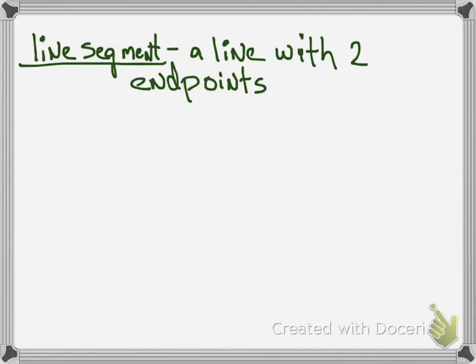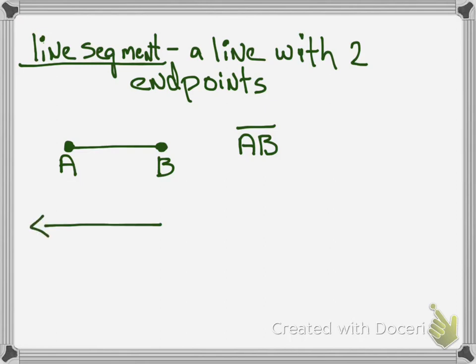So, let's start off with this vocabulary. Let's talk about a line segment. A line segment is a line with 2 endpoints. So, that means if I put something like this, A and B, then I have a line segment, AB. And you should refer to that. Don't just say line AB, it's line segment AB, because that's different than if I deal with the arrows.